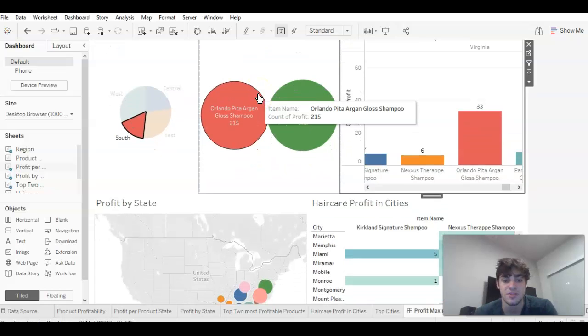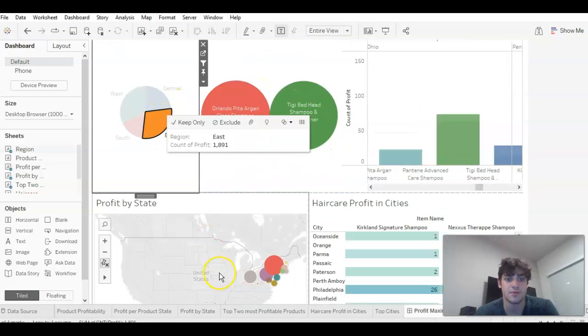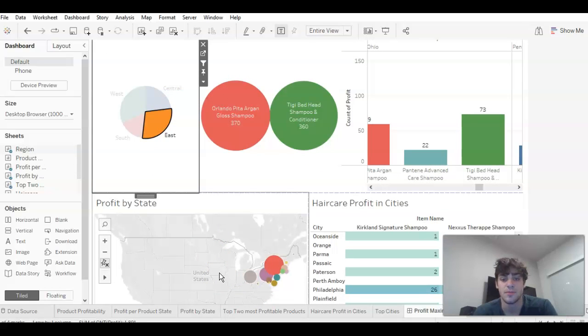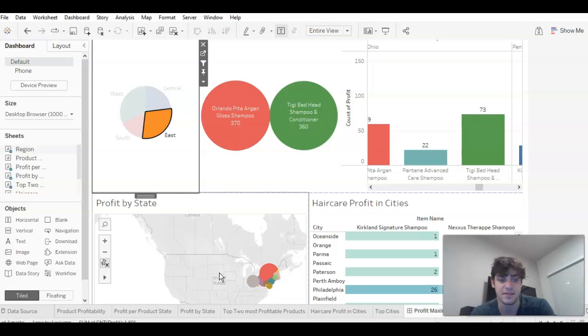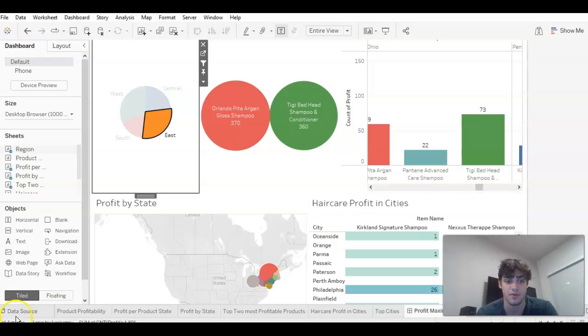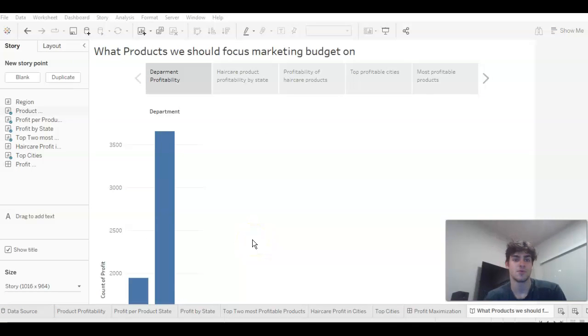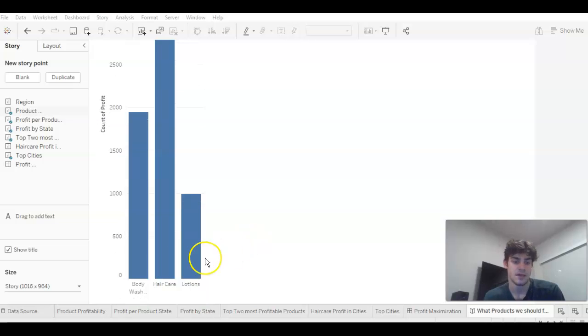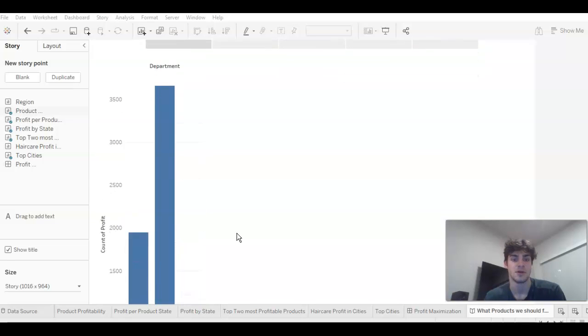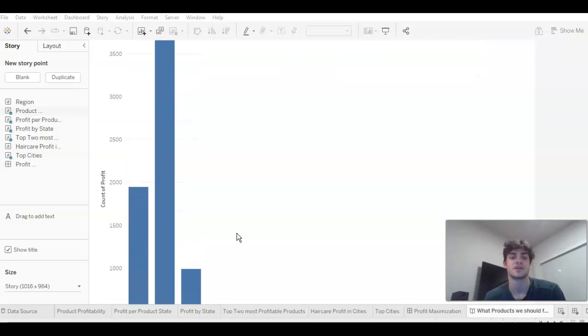So using this dashboard and using this data, I was able to come to the best conclusion for this company and what I think is the best thing they can do with their marketing revenue or their marketing budget. So moving on into our storyboard, the first thing I looked at was the department that was going to make us the most money and that has been the most profitable. As you can see the data on that, hair care is obviously the clear winner here and what I really wanted to focus on.